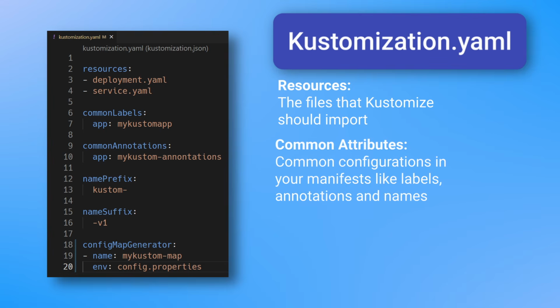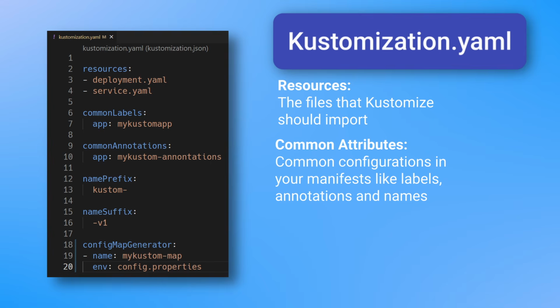You then specify common parameters that you want to be consistent, such as labels, annotations, and names. Here you can see that all my objects will get the label My Custom App, get the annotation of My Custom Annotations, and will start with the name Custom and end with v1. Since these are defined in my customization file, my manifest files become smaller, and I know the values between all my manifests will be consistent.